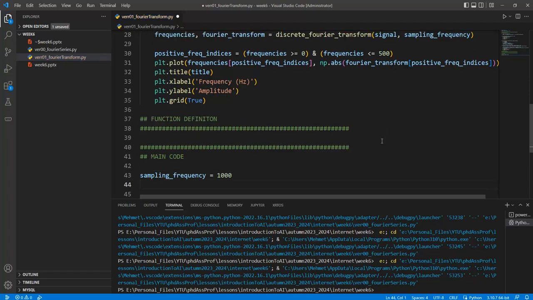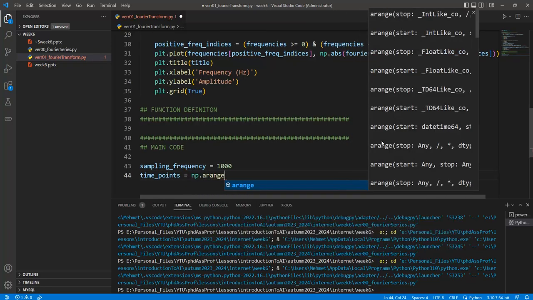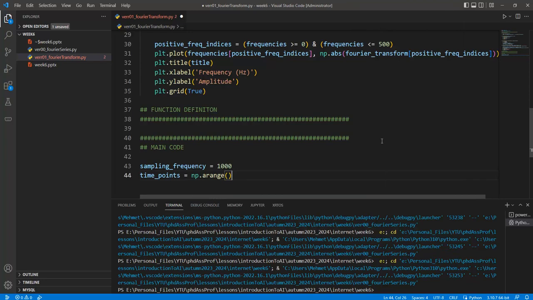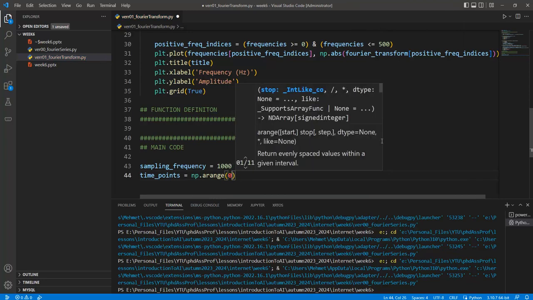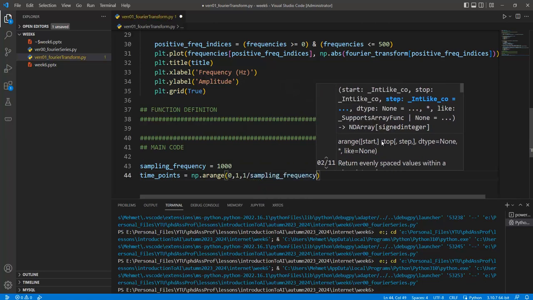Okay, and so we will get the information up to what? The 500 hertz, according to the Nyquist theorem. Okay, and so the time points can be created with the NP arange function, from 0 to 1 second and 1 divided by sampling frequency.